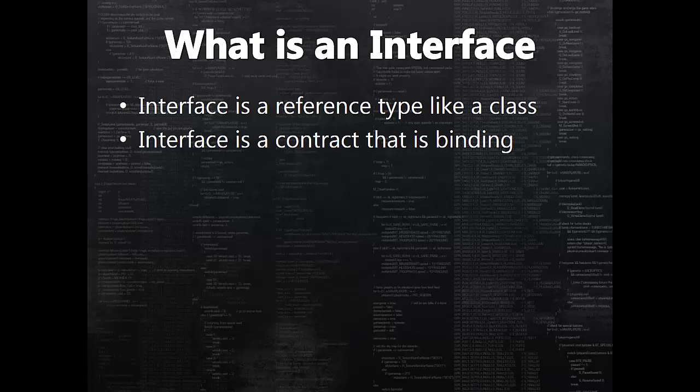What is an interface? An interface is just another reference type like a class. An interface is a contract that is binding. So what do I mean by that? An interface is a contract that any class chooses to follow, and then they must fulfill the terms and conditions written in the contract. I know it sounds very theoretical, but once I give you an example, it will all make sense. So bear with me for a few minutes.